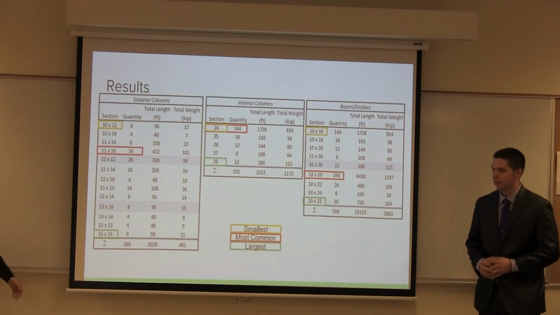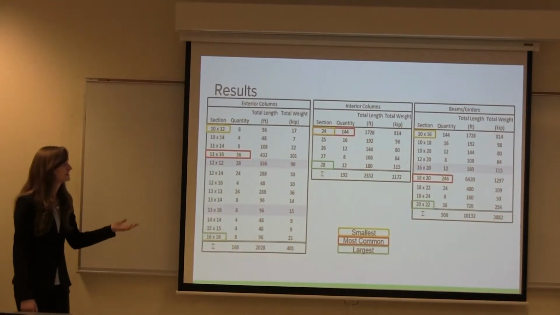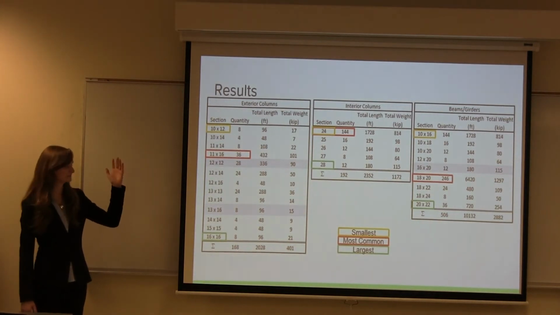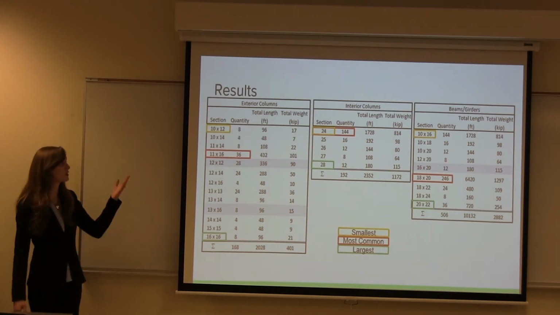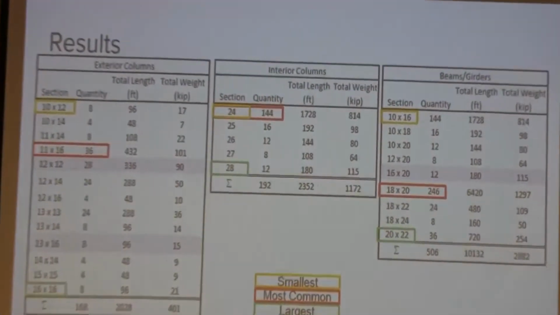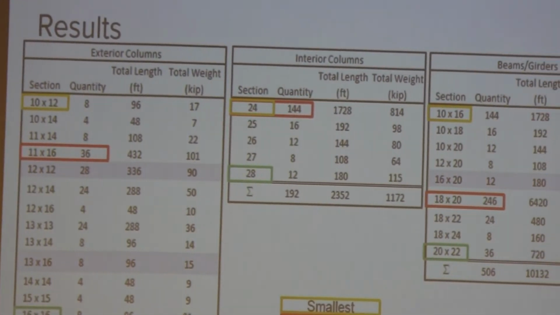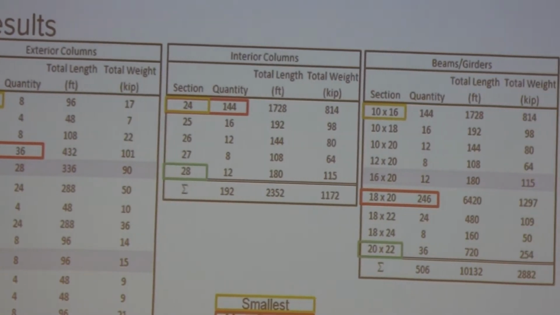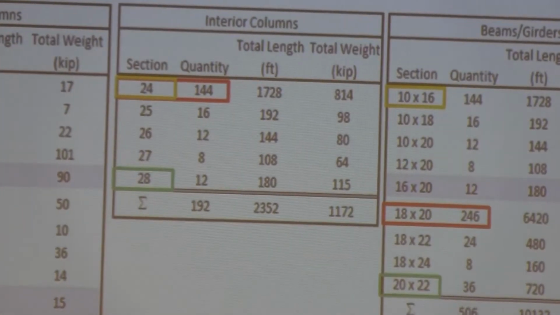So, like Laura said, we went through and made a bunch of different sections as options to choose from. For the exterior columns, which were rectangular, many different columns were used. The smallest was a 10 by 12 and the largest was 16 by 16. The most frequent column throughout the entire structure was 11 by 16. For the interior columns, which were all circular, the lowest and the most used was a 24-inch and the largest was a 28-inch.